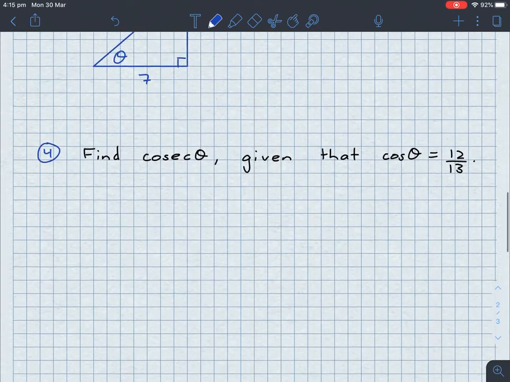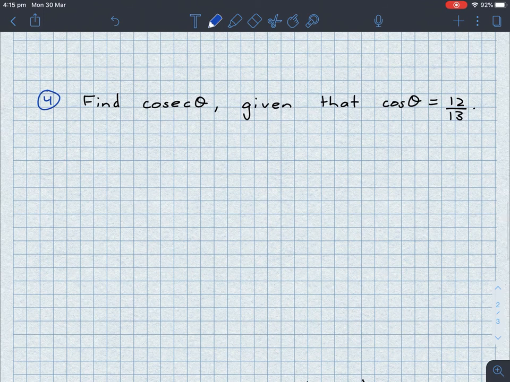Okay, last example. Find cosec theta, given that cos theta is 12 over 13. So here, we're told that cos is positive. All stations to central, cos is positive in the first and the fourth quadrants. And now cosec is the reciprocal of sine. So I'm going to work out sine theta first and then cosec theta. Again, any right-angled triangle will do. You can put theta wherever you want.